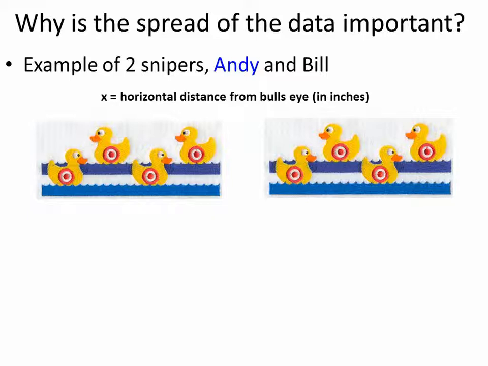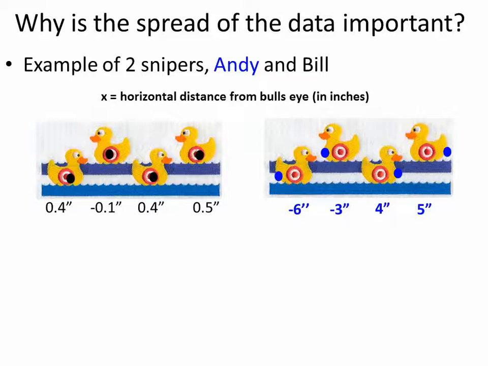You've seen these in carnivals, right? The duck goes along, and what we're going to care about is how far to the right or left they are when they try to hit the target. So they're going to shoot at these little ducks as they're moving, and we're going to be interested in how far they are off from the target. And so let's go ahead and suppose we look at Bill's. That's what he looks like, and then we look at Andy's.